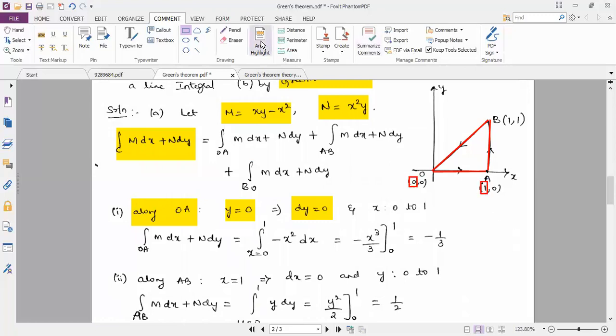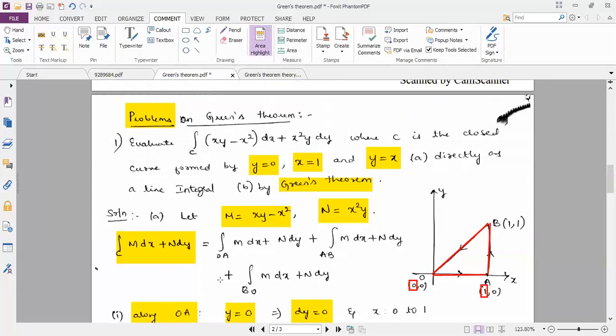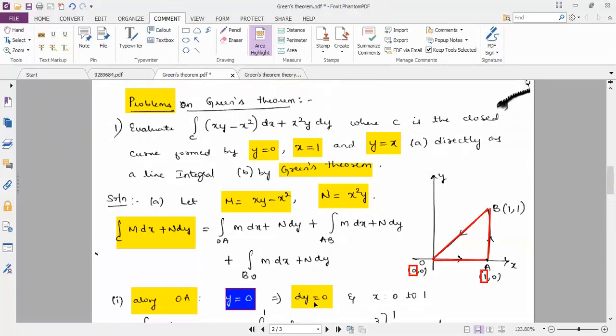So keeping these things in mind, we will evaluate the integral over OA of M dx plus N dy. The limits are x varying from 0 to 1. Substituting y equals 0 and dy equals 0 into the given integral, since y is 0, the first term becomes 0 minus x square dx. Since y is 0 and dy is 0, the second term becomes 0. So we remain with minus x square dx.